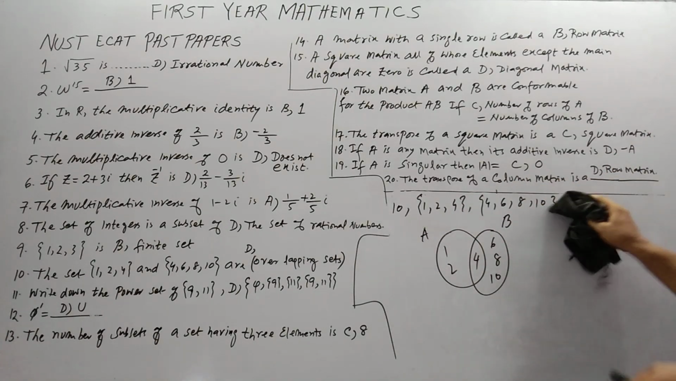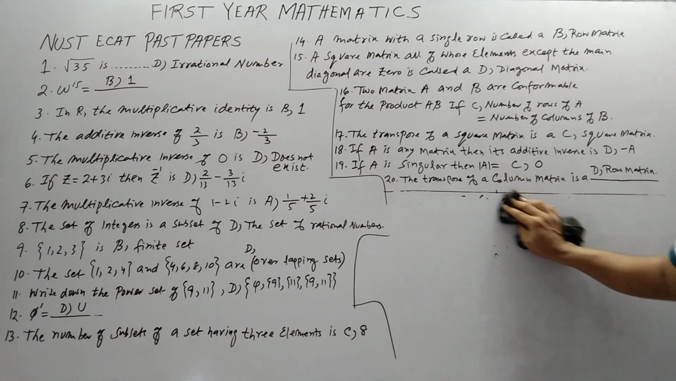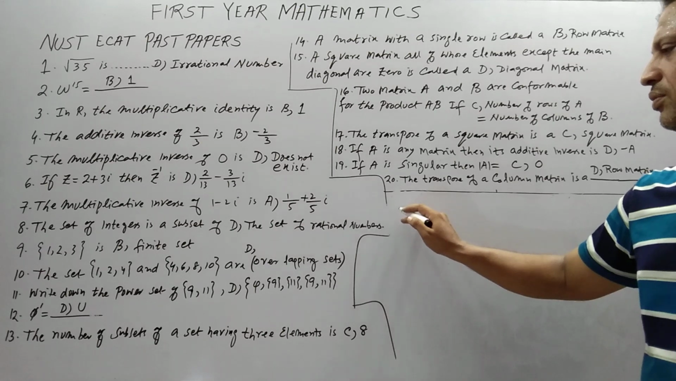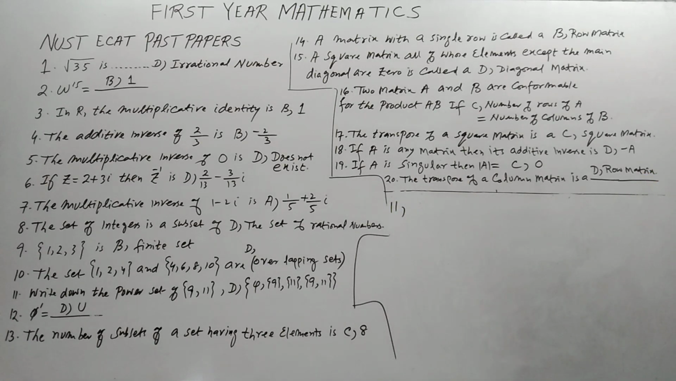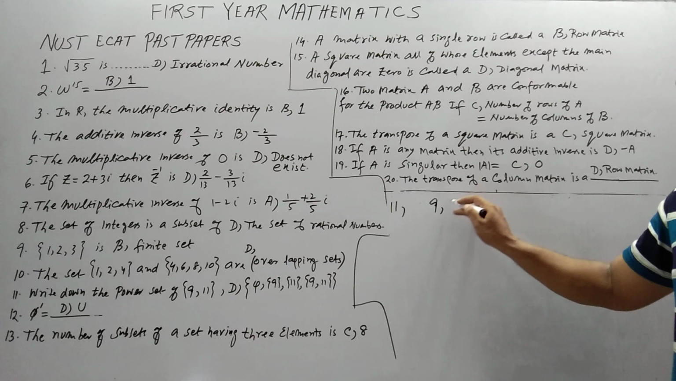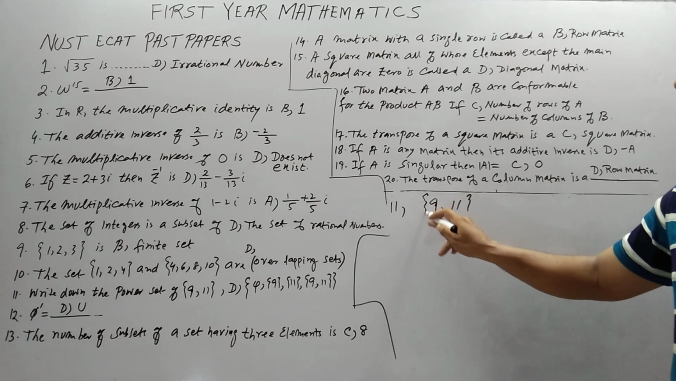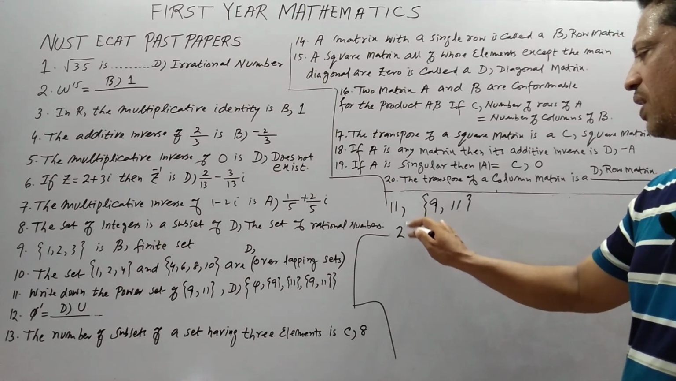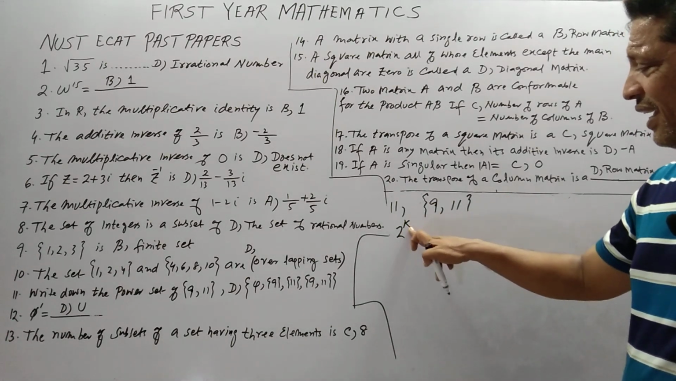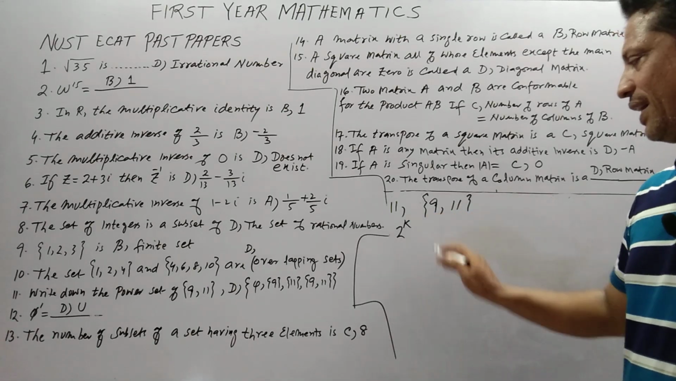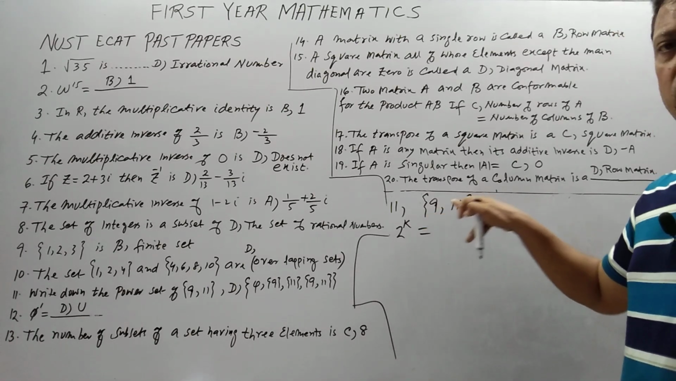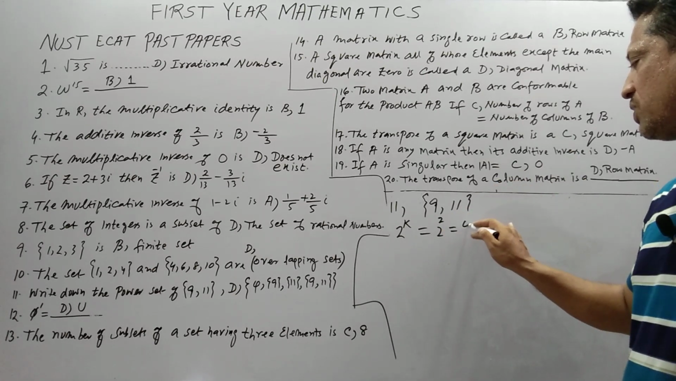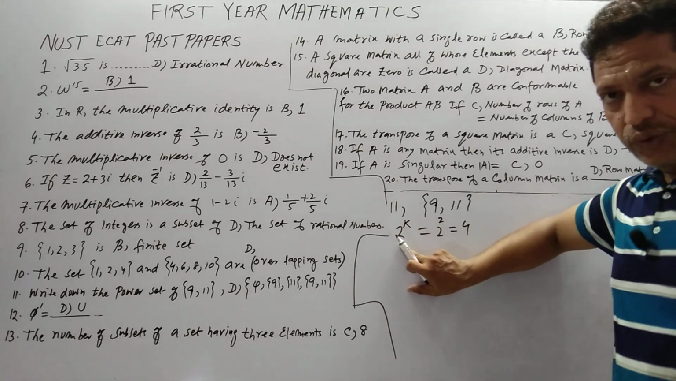Okay. Now come to question number 11. Write down the power set of 9 and 11. Students, power set formula is 2 power k, where k is the number of elements in the given set. How many numbers? 1, 2. Therefore, total number of power sets are 2 power 2, which is 4. You always write 2, okay?